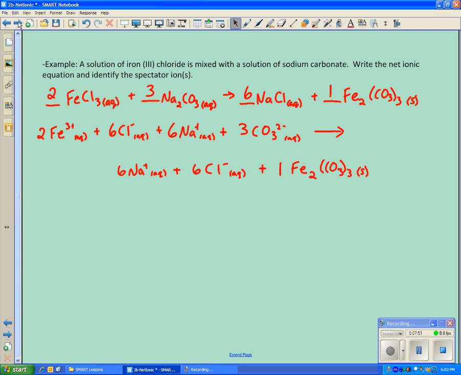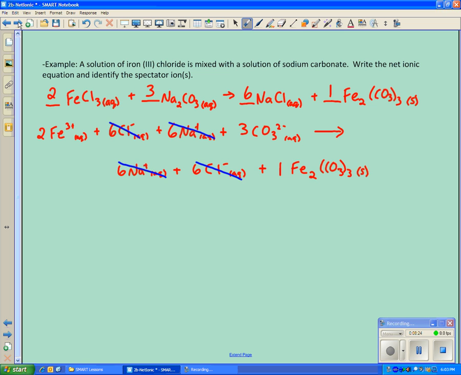So looking at the reactants and products, we want to find any of the ions or species that stay exactly the same, so same charge, same number, and that means that the 6 chloride ions that show up on both sides are spectators. Same thing for the 6 sodium ions. They are the same charge, same state, and we have the same number of them. So those are the spectator species or ions.